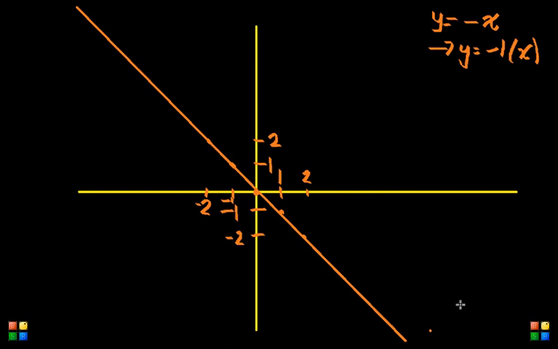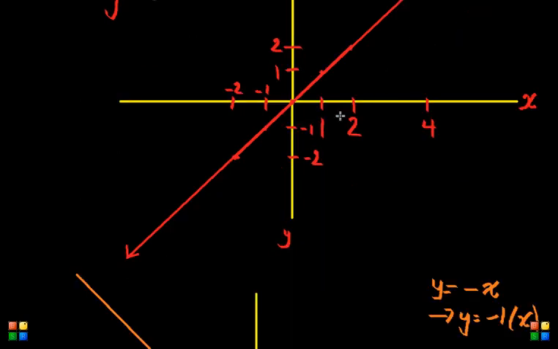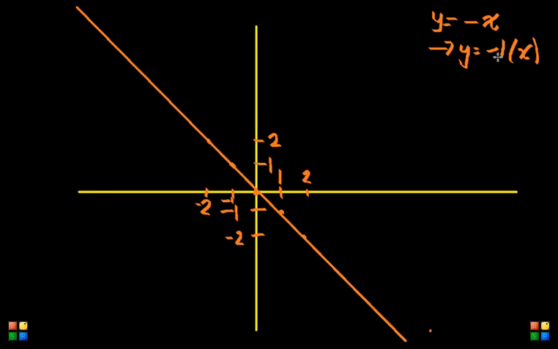Okay? Now compare. When you're given the function y is equal to x, it goes this way at a constant rate. When you're given y is equal to negative x, it goes down at a constant rate. So if x is multiplied by a negative number, then as x increases, y decreases. So let's write that out. This is a key thing.